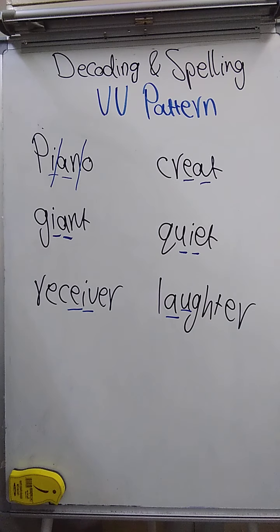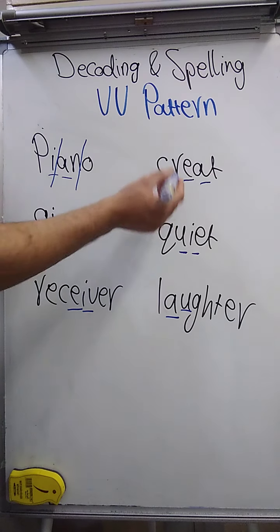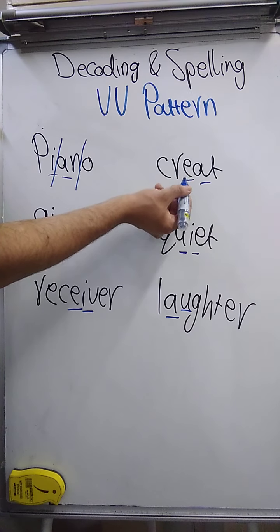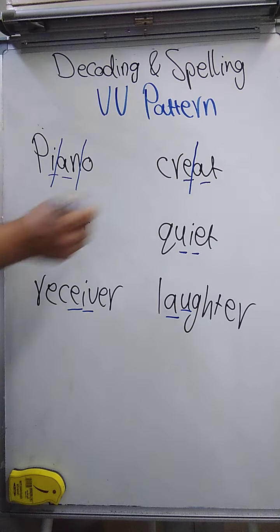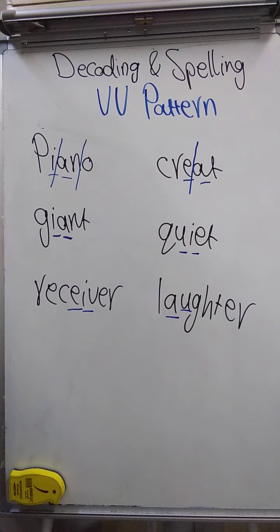Piano. Same idea, guys, when we have the word create. Also here, guys, we pronounce the E and we pronounce the A. So that's why it's create.